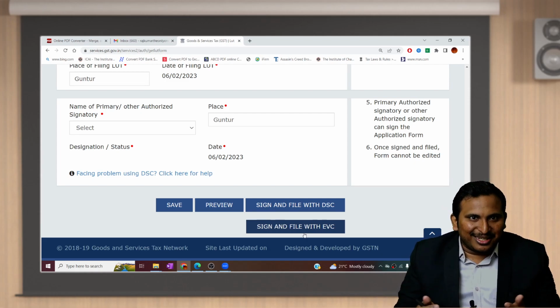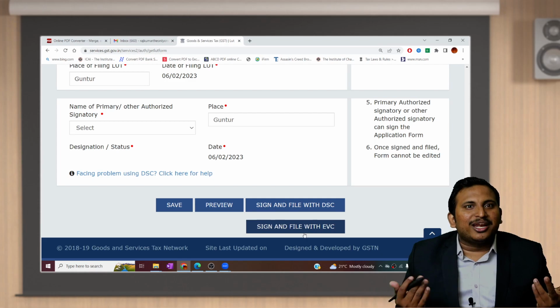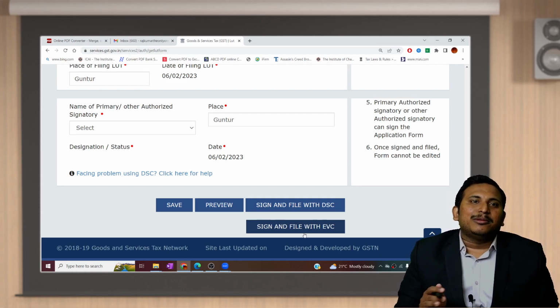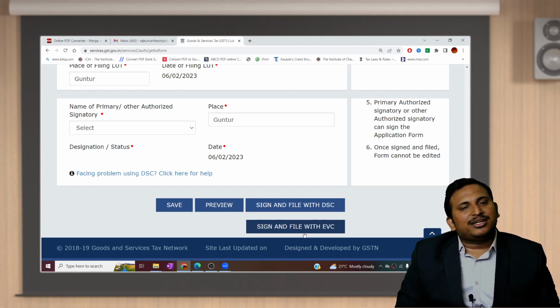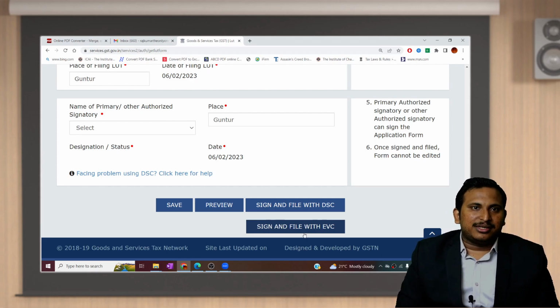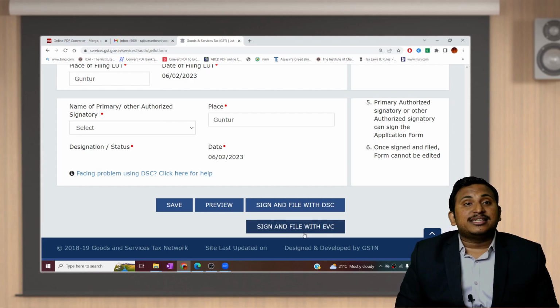That means if you fill the basic data, you are able to furnish the LUT at the beginning of the financial year. If you furnish that LUT, it is very much sufficient. Is that clear, everybody? But if you want to get the refund, that is, pay tax and then get refund, then when you are filing GSTR-1, the shipping bill details, etc. are also required. Is that clear?